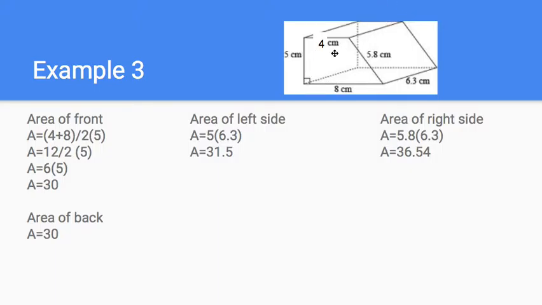So I've got front, back, left side, right side. I need the top and the bottom. But since this is a trapezoid, the top and bottom aren't going to have the same areas. Top is 4 long, and then over here, this is a width of 6.3. So I'm going to do 4 times 6.3 gives me 25.2.